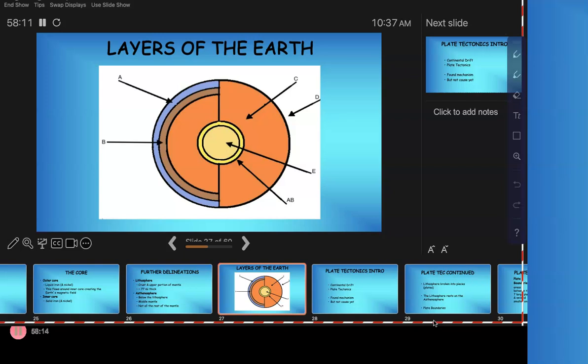So let's run through this again. A is lithosphere. Good. B is asthenosphere. C? C is mantle. You'll have a list of vocab off to the side, so it won't be so much guesswork. C is mantle. D is crust. E? All right, and AB, outer core.